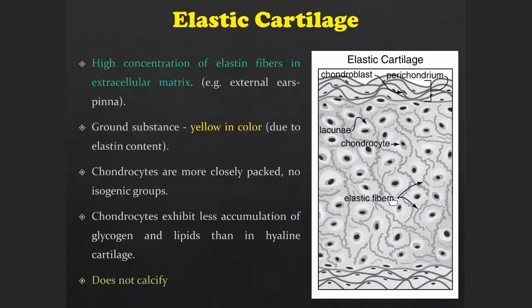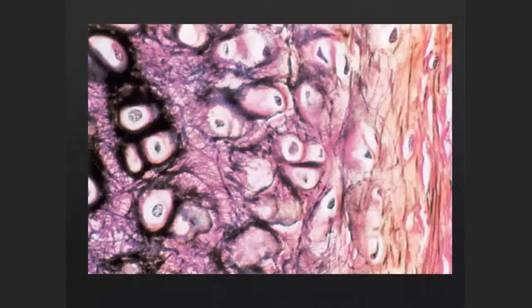Now for the elastic cartilage, if you look at this diagrammatic picture, they are very closely attached. Now see this picture. Can you see the picture? These big cells that you are seeing are your chondrocytes, and in between these cells are your elastic fibers. So they are very closely packed, unlike hyaline cartilage.